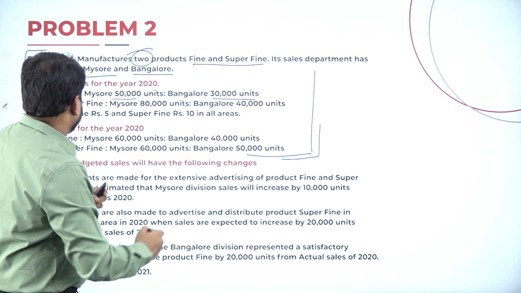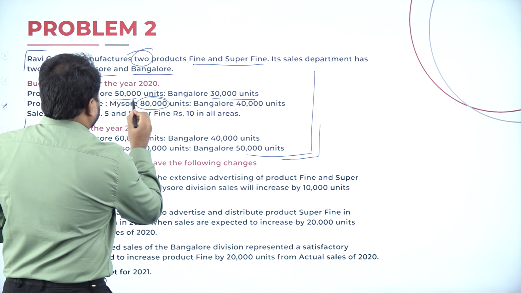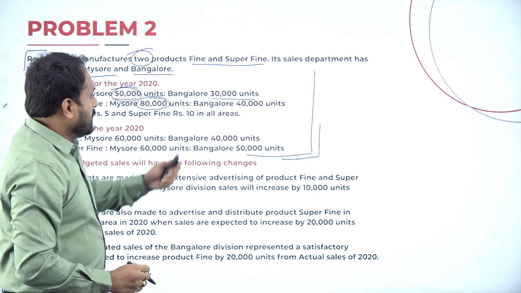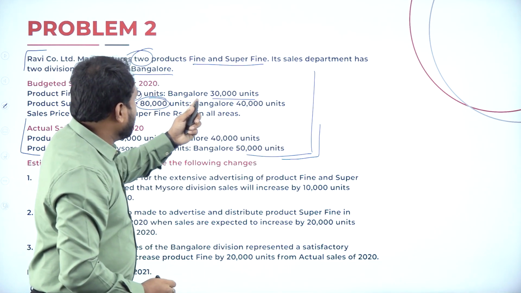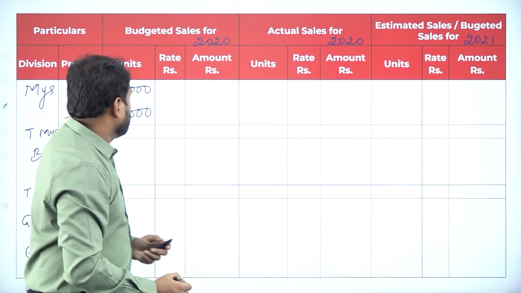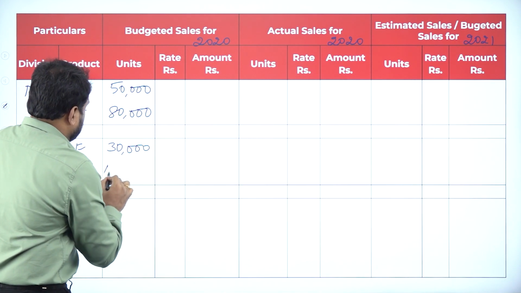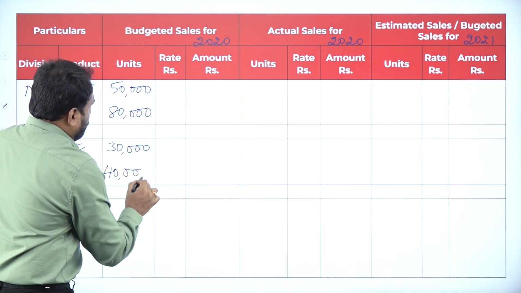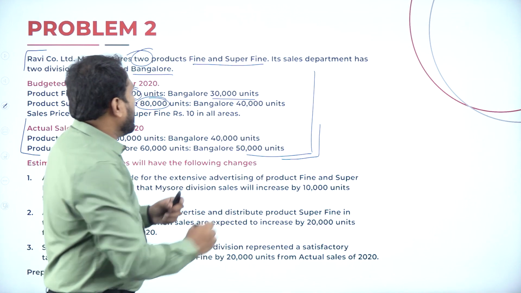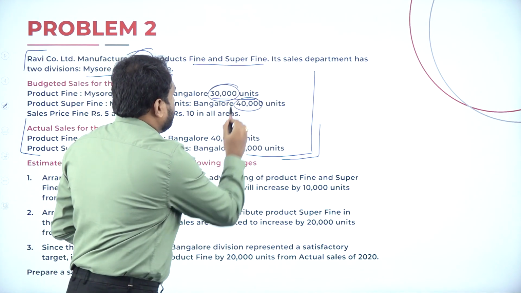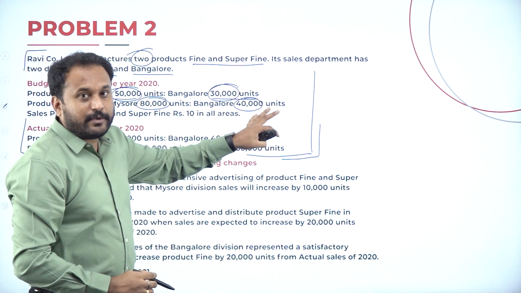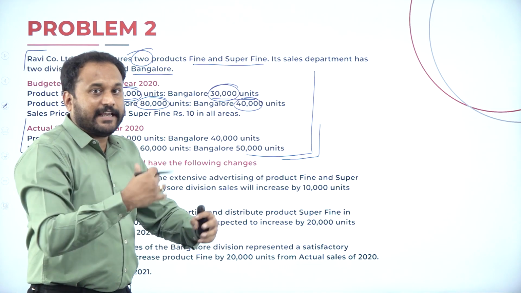So next here we have Mysore. These two adjustments we have taken. Bangalore, if you go with this, Bangalore is 30 and 40. So we'll write here 30,000 and 40,000. So we are done with 30,000, 40,000. See, round it off because you will get to know that you have already taken the entry.